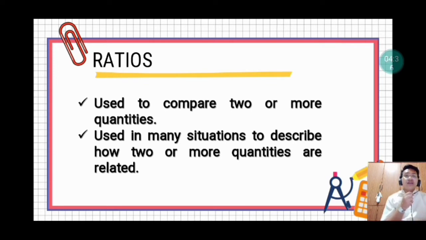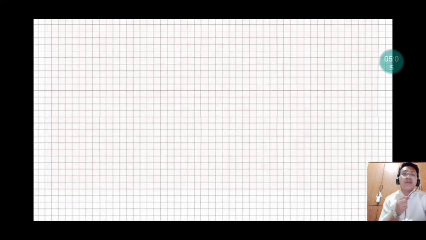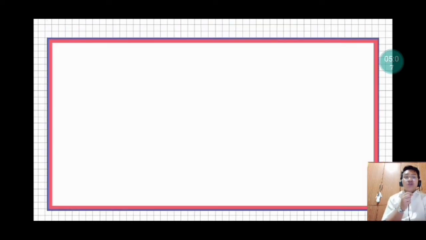Okay? And also, ratios are used in many situations to describe how two or more quantities are related. So, sinasabi din dito na ang ratio ay ginagamit sa pag-describe ng mga situations on how two or more quantities are related. So, I have here an example para mas ma-enlighten yung mind nyo with regards to that statement.